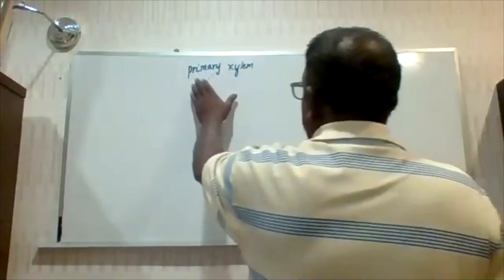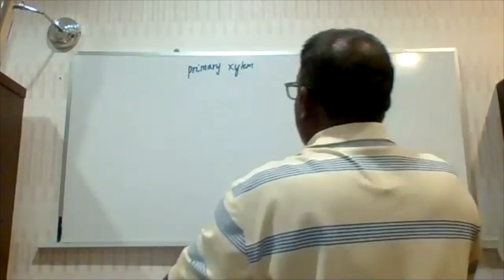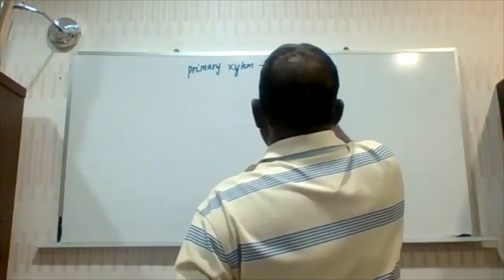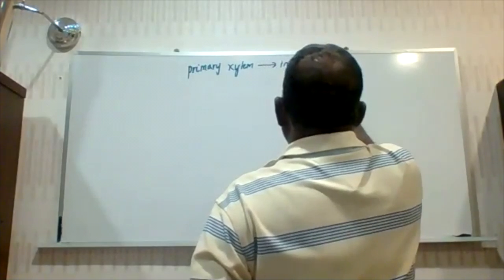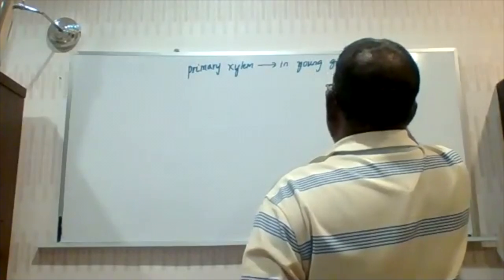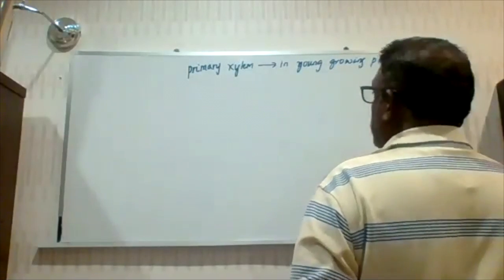We are now focusing on the primary xylem. That means this is during primary growth. This is in young growing plants. So I put there primary xylem, I put there young growing plant. So you must address it as young, you must address it as growing plants and not just plants. Okay, because you do not see it in all plants. When the plants are mature, you don't get that.